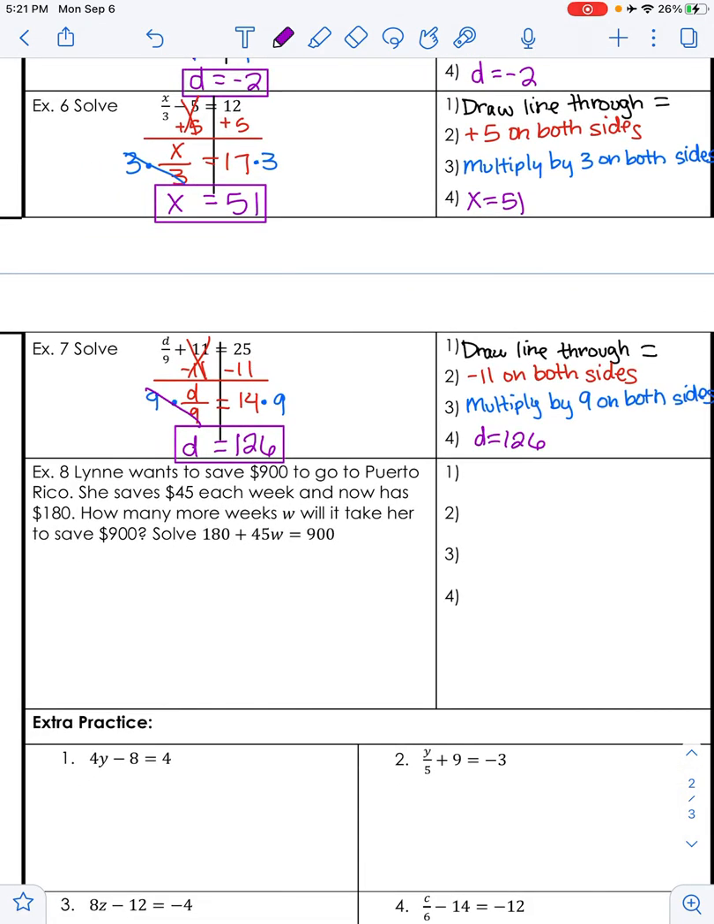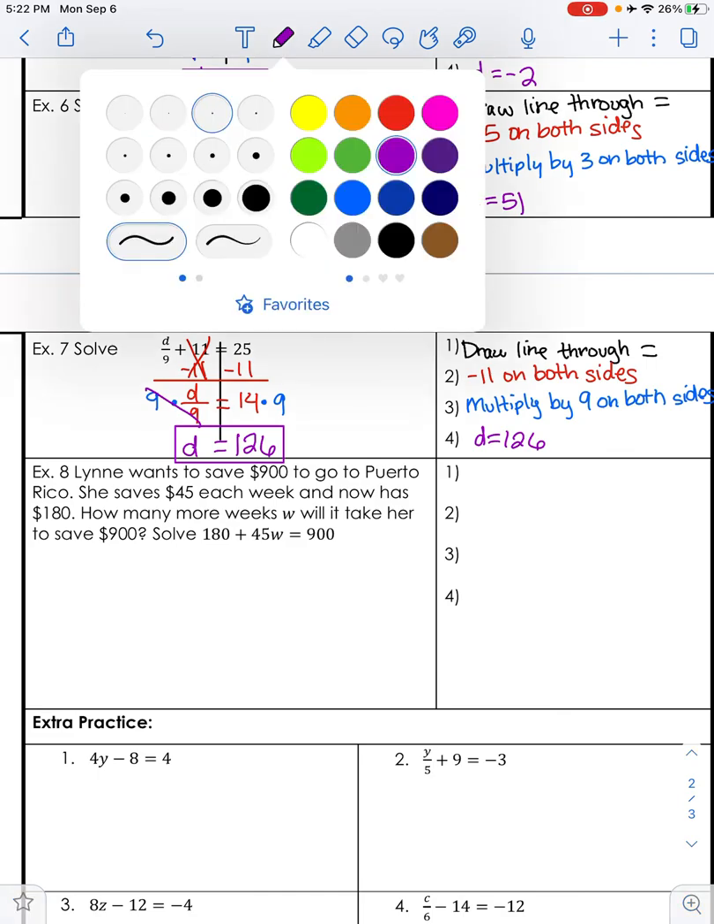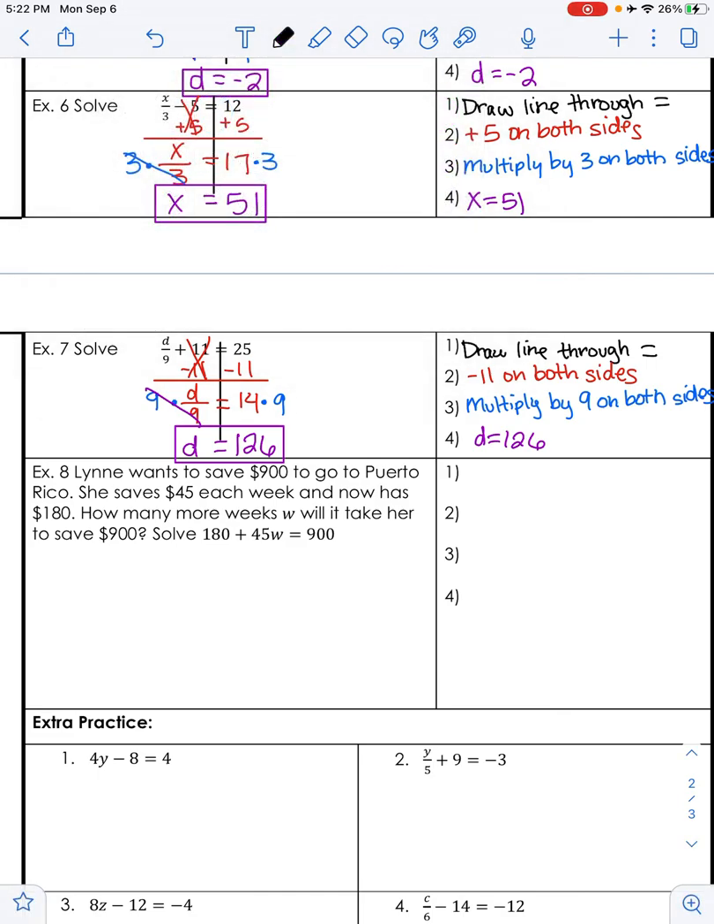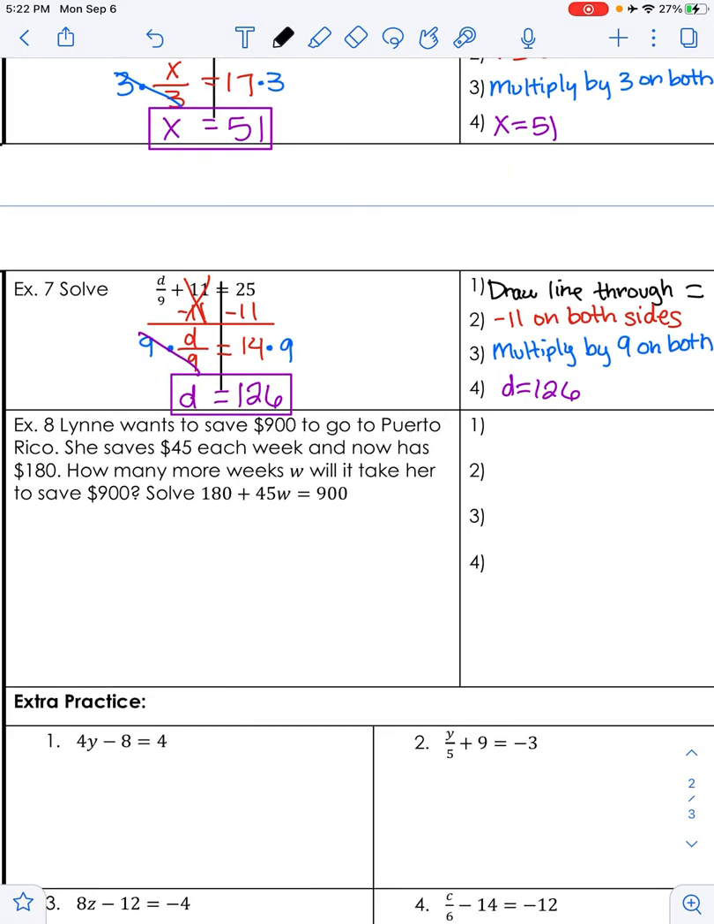Perfect. Now we have one word problem that we're going to solve. So, example 8. Lane wants to save $900 to go to Puerto Rico. She saves $45 each week and now has $180. How many more weeks, W, will it take her to save $900? Solve 180 plus 45W equals 900. Okay, so it already gave us the equation, but eventually we're going to have to be able to come up with that equation ourselves. So, step 1.